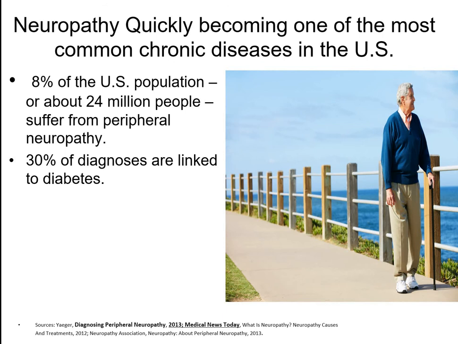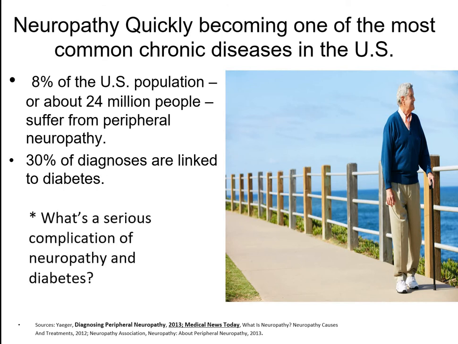Neuropathy is quickly becoming one of the most common chronic diseases in the United States. In fact, 8% of the US population has neuropathy, and 30% of diagnoses are linked to diabetes. Now, does anybody know what's a serious complication of neuropathy and diabetes?